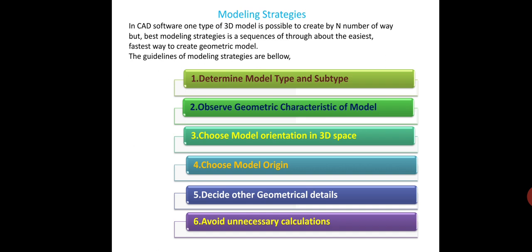A modeling strategy, or a plan to make a model, is a sequence of thoughts about the best, easiest, and fastest way to create the geometric model of the object we wish to model. This modeling strategy is the high-level thinking of what we need to do on a CAD system. These strategies may change when we execute them.